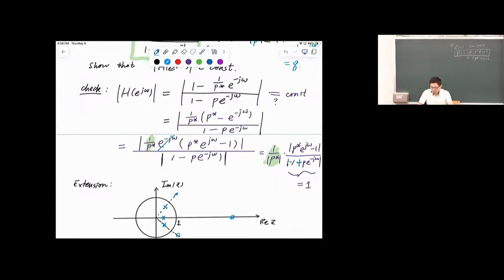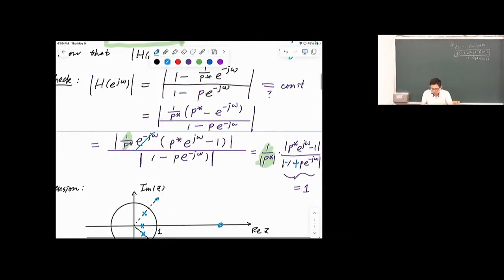Now, on top we have p conjugate e j omega minus 1. And at the bottom, we have p, not conjugate, but e conjugate, minus 1. So top and bottom are mutually conjugate. They form a conjugate pair, so their lengths are equal. The top factor is the complex conjugate of whatever is at the bottom, so the length should be equal. That's why when we take the ratio, it is 1.